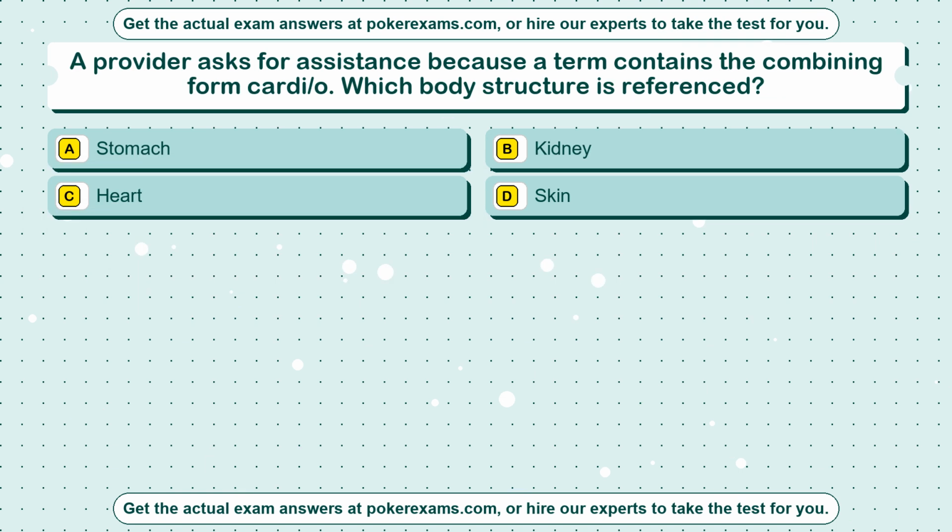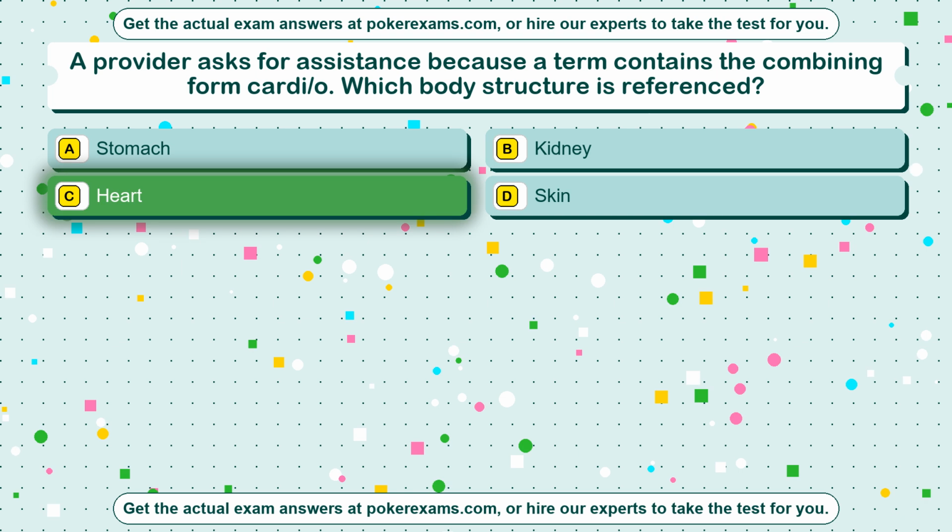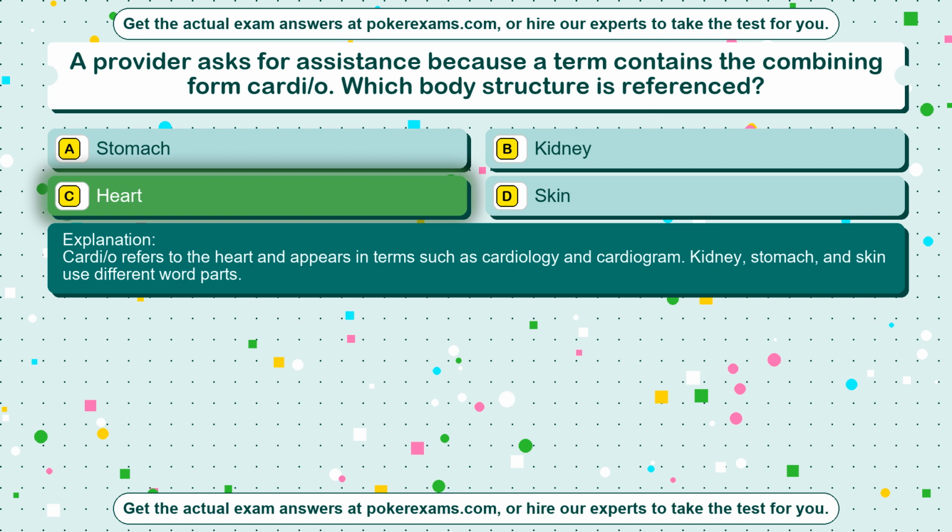Question 85. A provider asks for assistance because a term contains the combining form cardi/O. Which body structure is referenced? Option A. Stomach. Option B. Kidney. Option C. Heart. Option D. Skin. The correct answer is option C. Heart. Cardi/O refers to the heart and appears in terms such as cardiology and cardiogram. Kidney, stomach, and skin use different word parts.